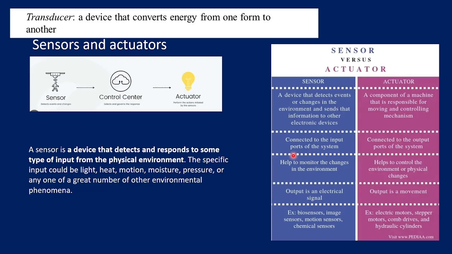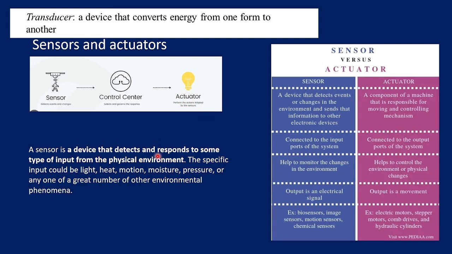Okay, so one of the important devices we use is transducers. A device that converts energy from one form to another is called a transducer. It may be sensors and actuators. So what we do is sense some signal using the sensor. There should be a control center, which is an Arduino. There should be actuators, and the actuators will do some external work.